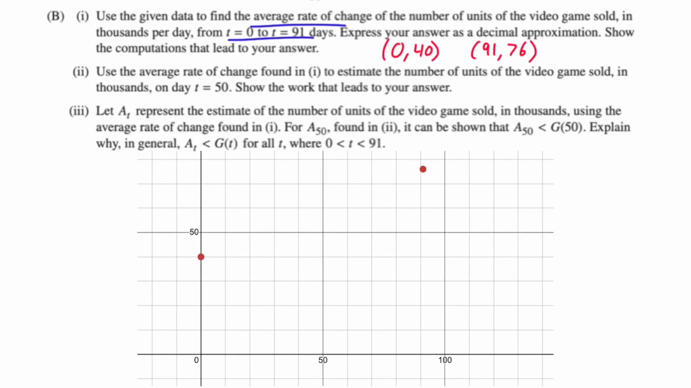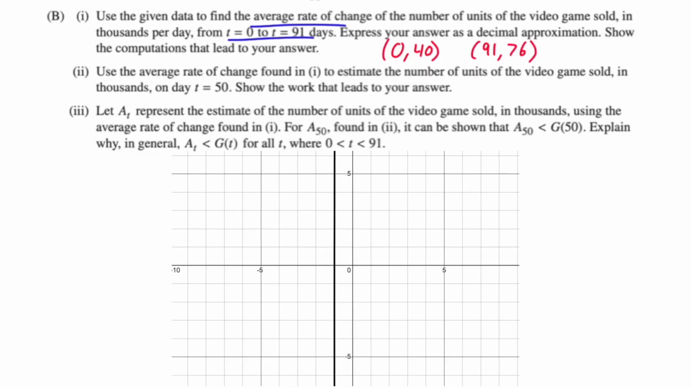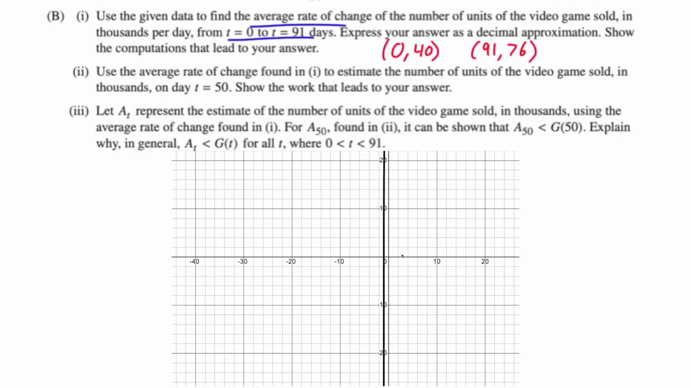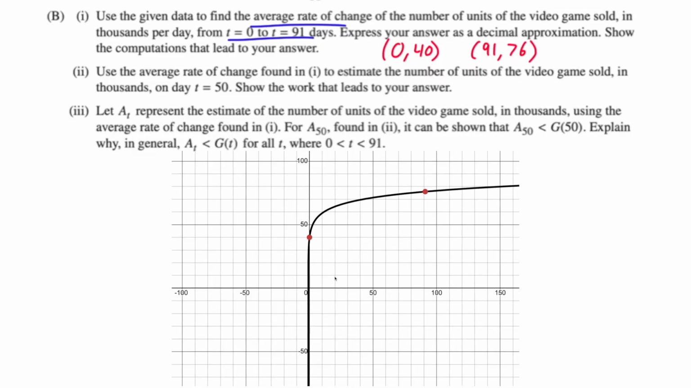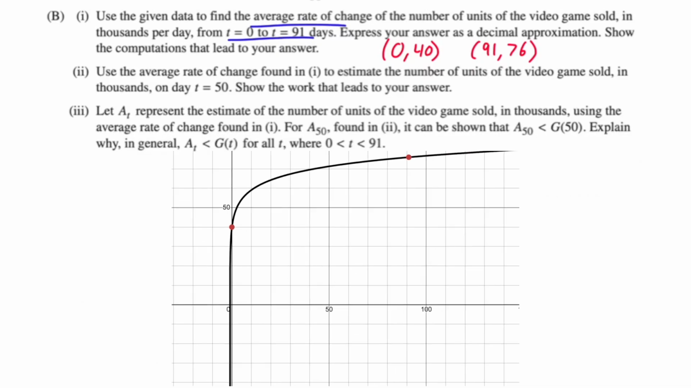So if you graph these 2 points, you can see we have 0, 40 on the y-axis, and 91, 76 is way off to the right and above that. And we solved for a and b in the last problem, so that means we actually have the full equation that we're using to model these 2 points. We could actually graph this log equation and see that it goes through those 2 points basically. But the average rate of change is basically drawing like a straight line segment between those 2 points.